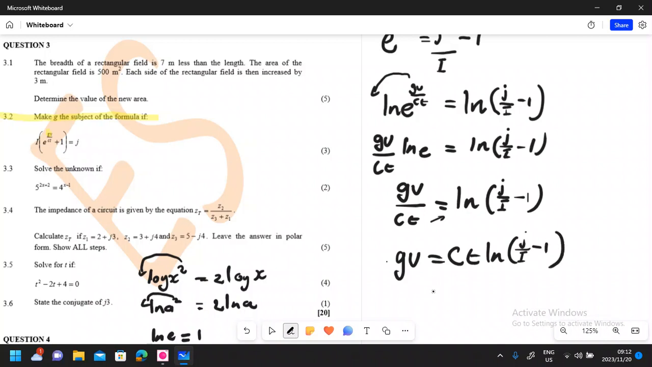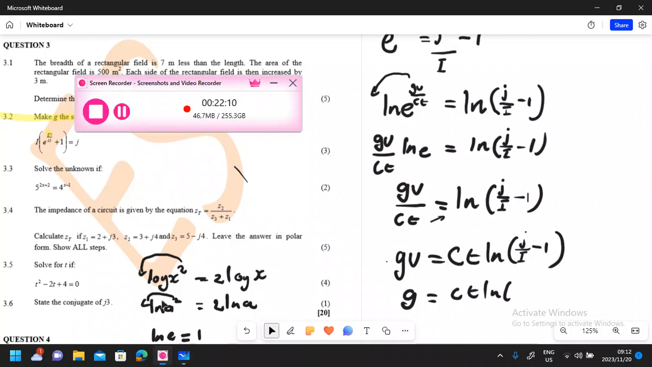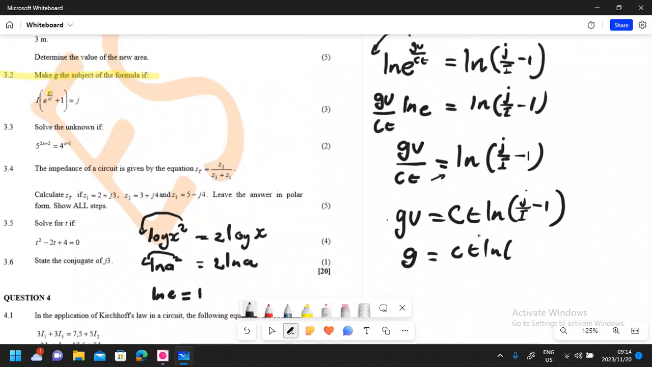All right, so because we are making G the subject of the formula, this is going to be G is equal to CT natural log. All right, guys, so we multiply by CT, so we're going to have natural log, then J over I, let's not forget this is J, minus 1.